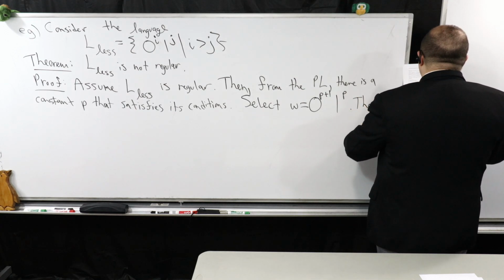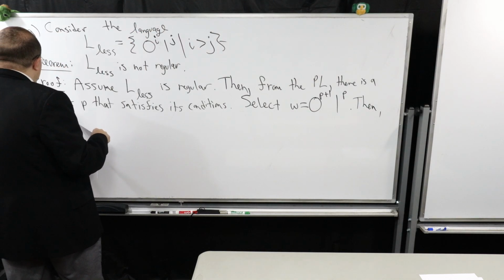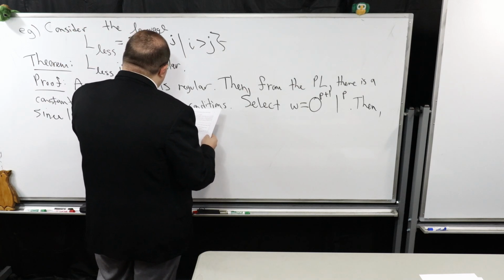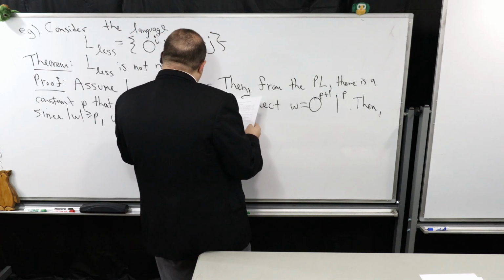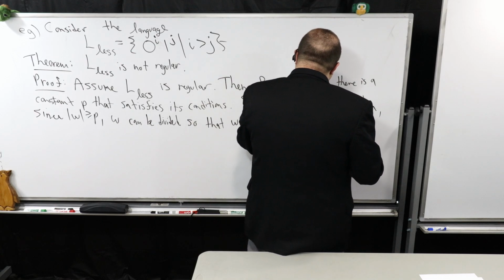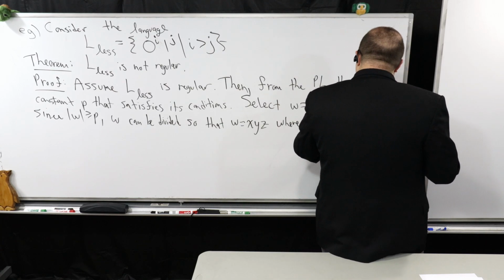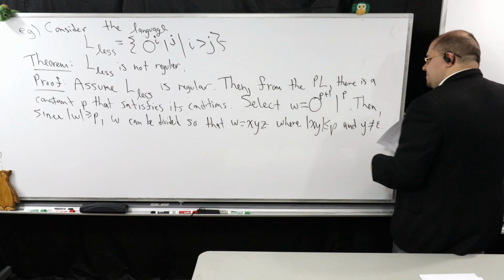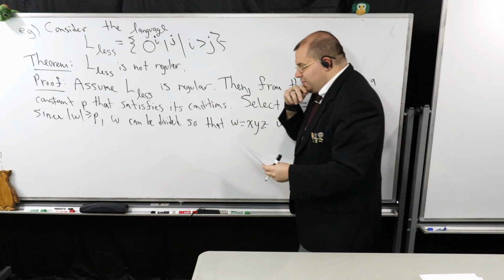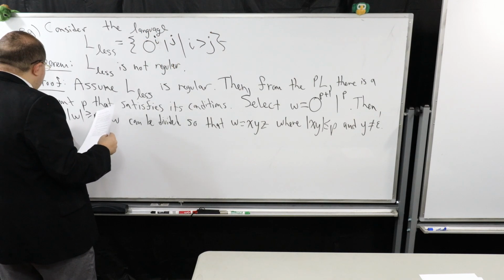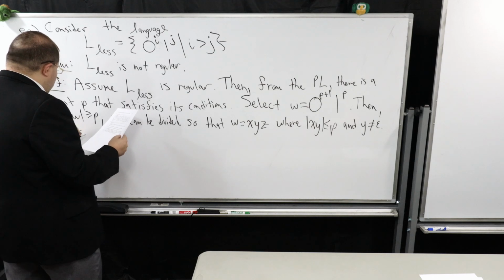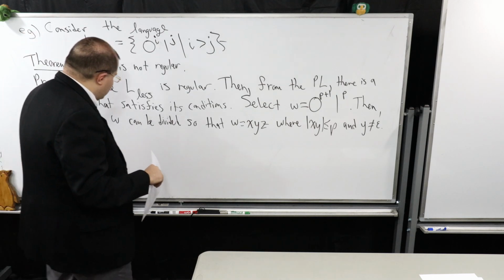So then, since the length of W is at least P, W can be divided so that W is equal to XYZ, where the length of XY is at most P, and Y is, of course, not equal to the empty string. Just to make this a little easier for myself, I'm going to let the length of Y equal some value. Let's call it L.